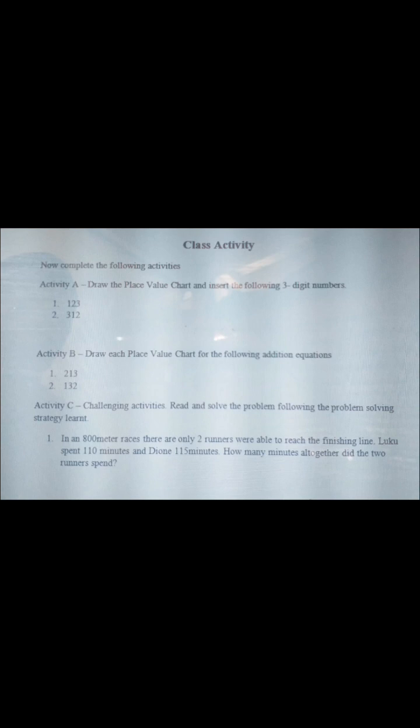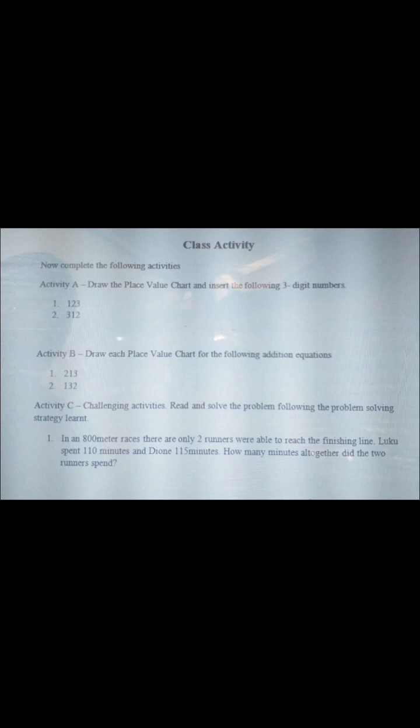The activity A says, draw the place value chart and insert the following 3-digit numbers. So the first thing we're going to do for activity A is draw the place value chart and insert number 1 into the place value chart, and then go on to number 2, draw the place value chart and insert the equation for question number 2. Is that okay, class? Yes.